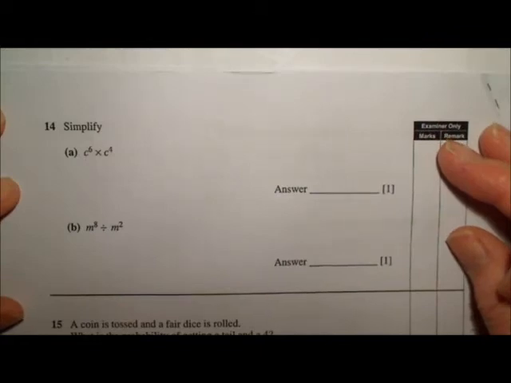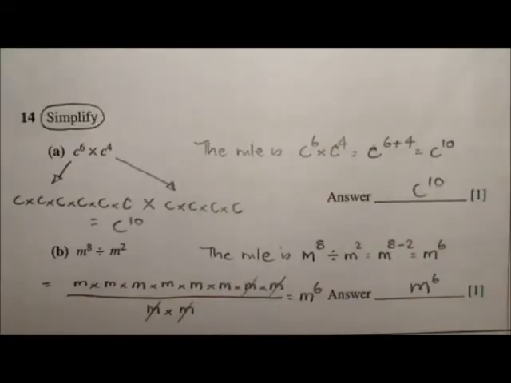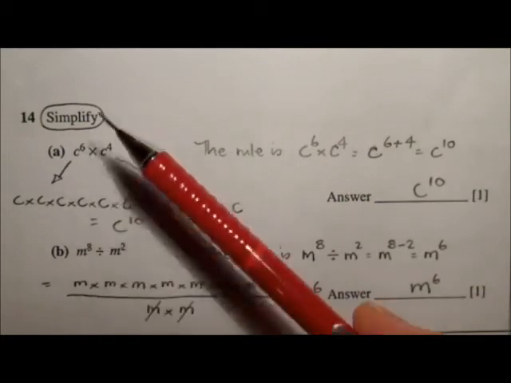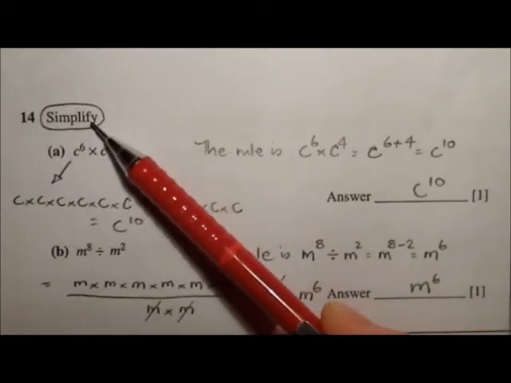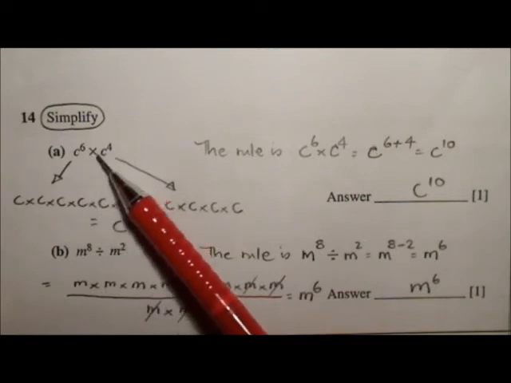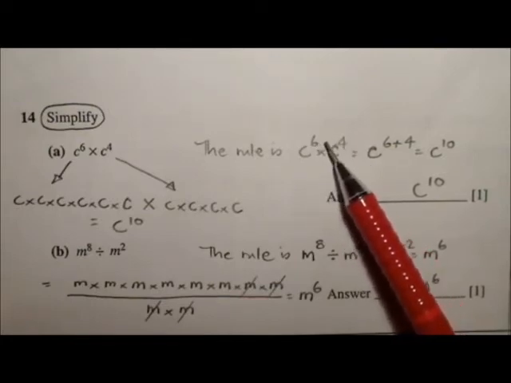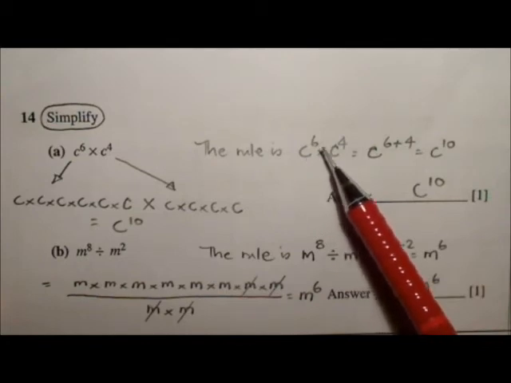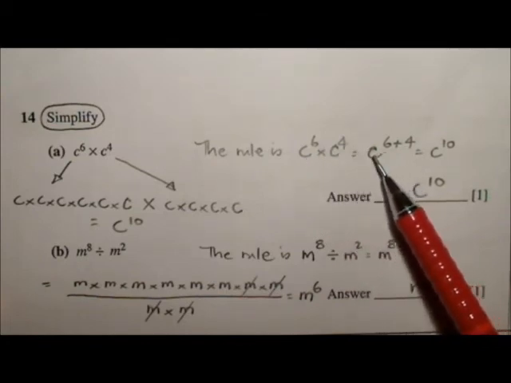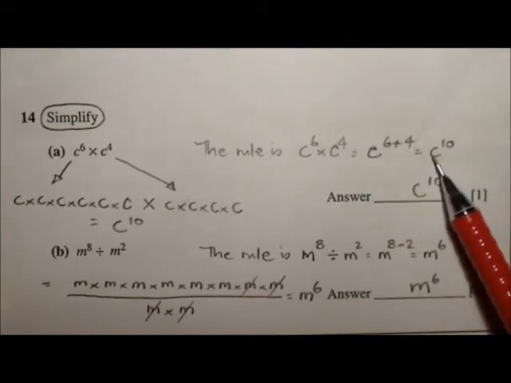Okay, if you have a look at 14, stop the video and we'll go through it. Okay, for question 14 here, the word I've circled here is simplify. And really, for doing these power questions or indices questions, there's a rule when you're multiplying two indices like this. The rule is that you add the two power numbers together. So the answer there, c to the power of 6 times c to the power of 4, is going to be c to the power of 6 add 4, which is c to the power of 10.